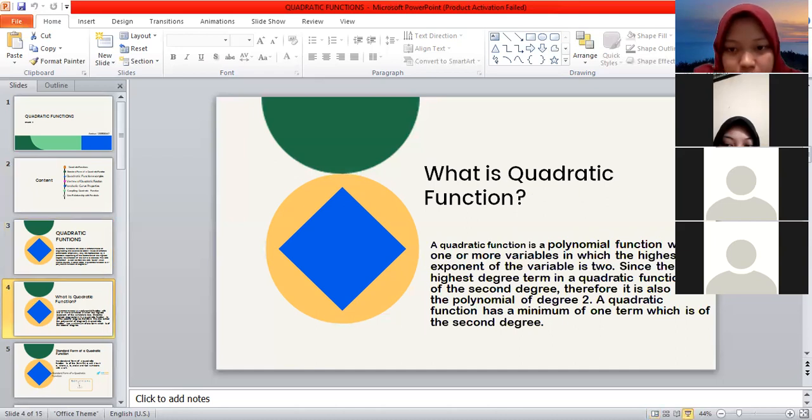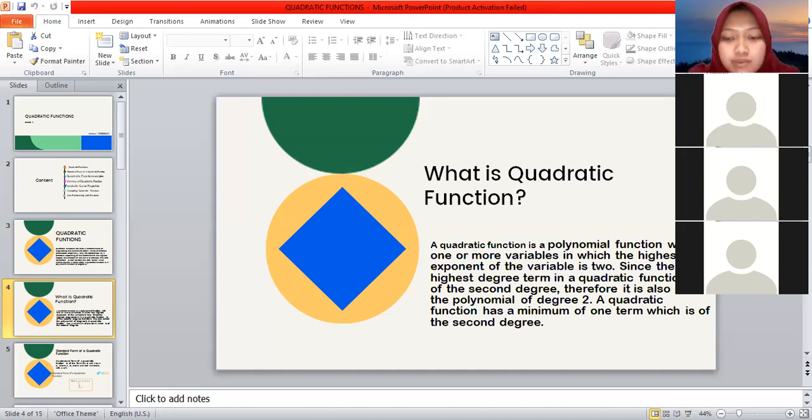Yes, Miss. Okay. What is quadratic function? Quadratic function is a polynomial function with one or more variables in which the highest exponent of the variable is 2. Since the highest degree term in a quadratic function is of the second degree, it is also called a polynomial of degree 2. A quadratic function has a minimum of one term which is of the second degree.